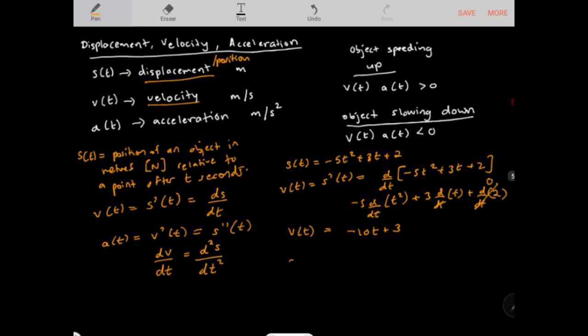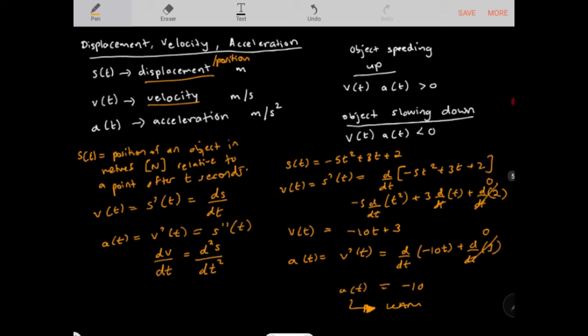If you want to find the acceleration function, it's the first derivative of the velocity function, or the second derivative of the position function. I'm going to take the derivative of negative 10t plus the derivative of 3, which is a constant, so 0. The derivative of negative 10t with respect to t is negative 10. So the acceleration is actually constant. When the acceleration is constant, this motion is called uniformly accelerated motion. That's not really relevant in calculus, but it is a very important concept when you are studying projectile motion and physics.